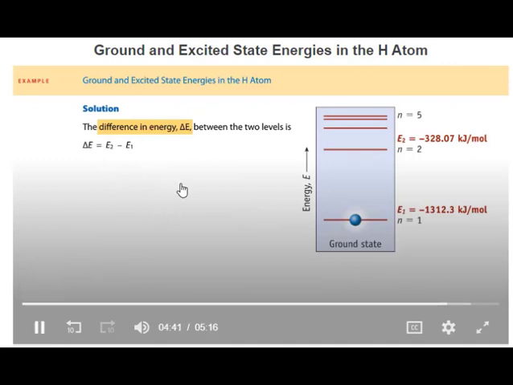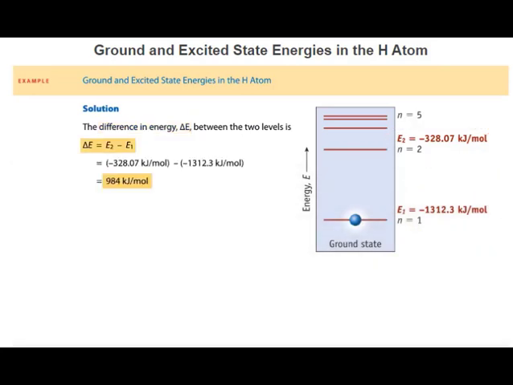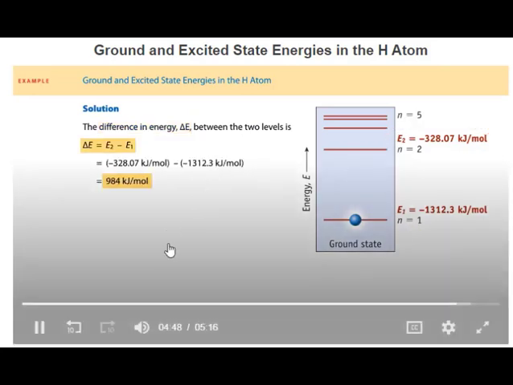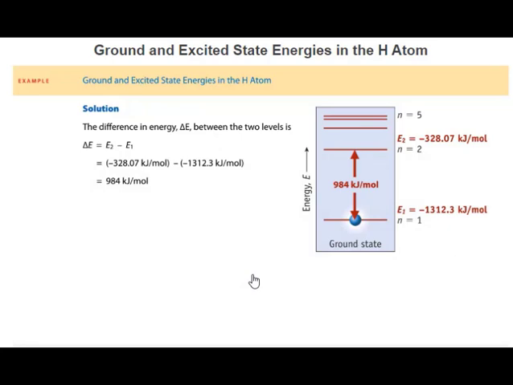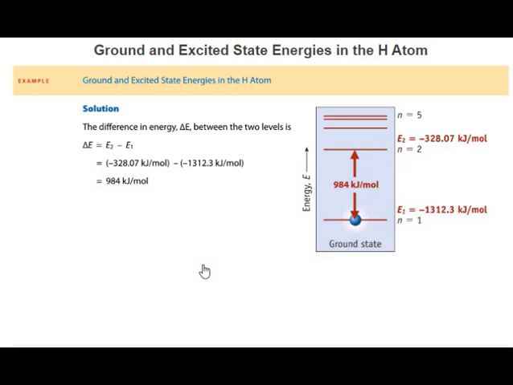What is the energy difference between the n equals 1 and n equals 2 levels? It is 984 kilojoules per mole. What this means is that to move an electron from n equals 1 to n equals 2 in a mole of hydrogen atoms, 984 kilojoules per mole are required. If the electron returns to the n equals 1 level, then 984 kilojoules are emitted.